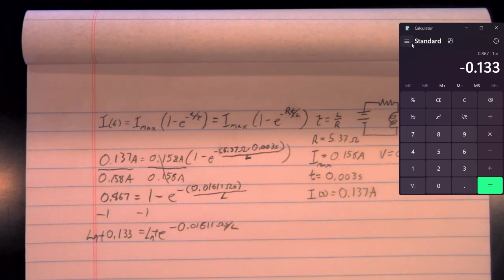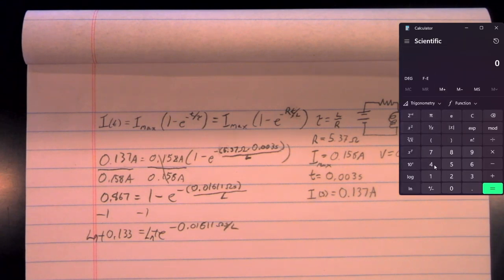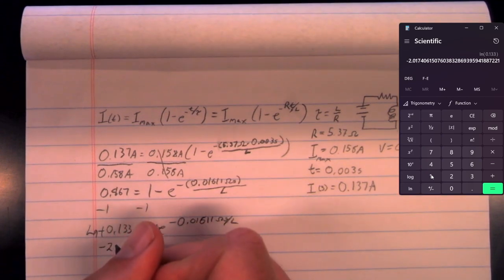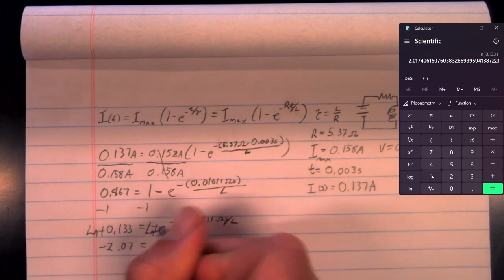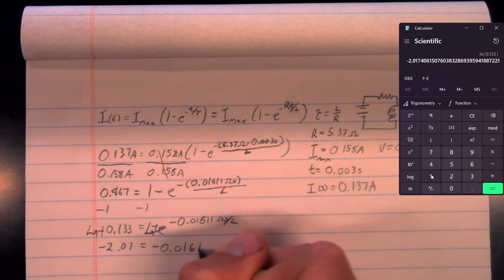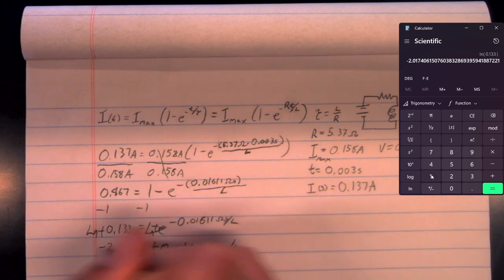Let's see if we can do a little natural log going in here. So we'll say, I believe we have to do 0.133, and give me the natural log of that. So that gives us a negative 2. It's basically just negative 2. I'll write decimals to satisfy people. Natural log of that's gone, so negative 0.01611 ohm seconds divided by L. So the negatives are gone now.